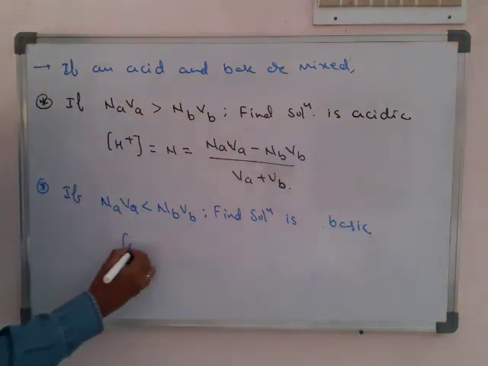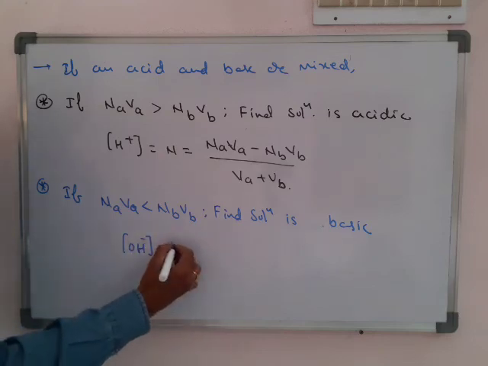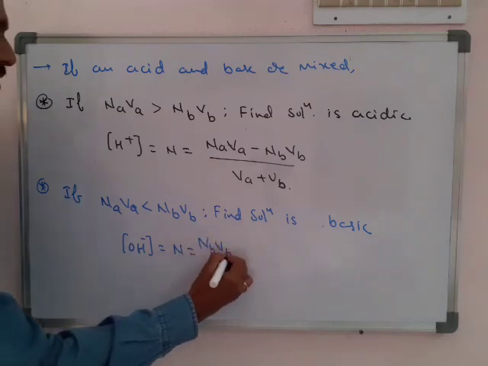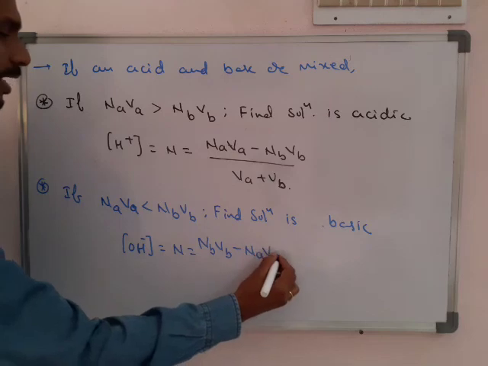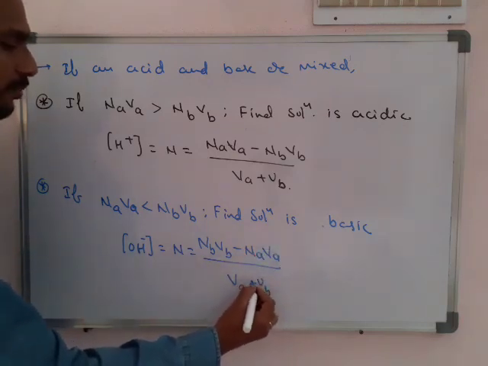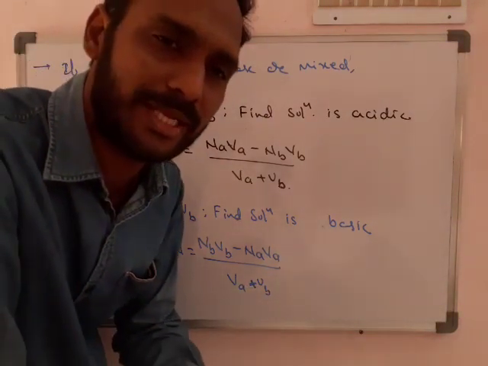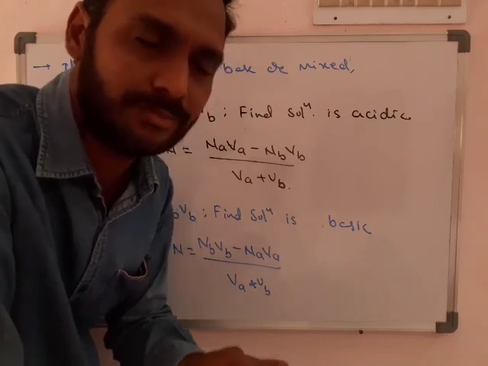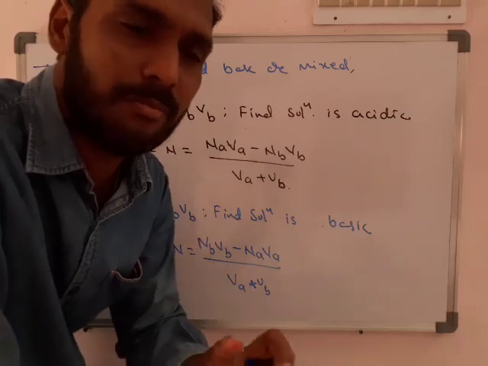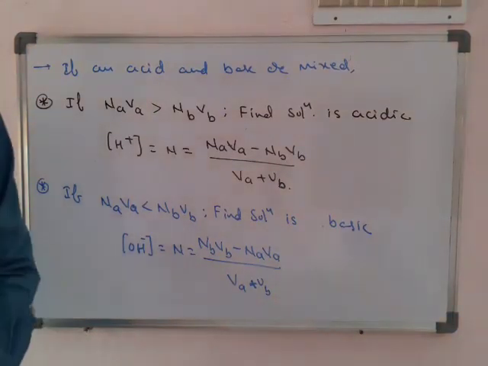Therefore, finally we will get the OH minus. How much OH minus is extra? That is calculated by (NbVb minus NaVa) / (Va plus Vb). So here we get the OH minus concentration remaining after acid-base mixing. By knowing the OH minus we can find the pOH, and by calculating pOH, we can calculate the pH.